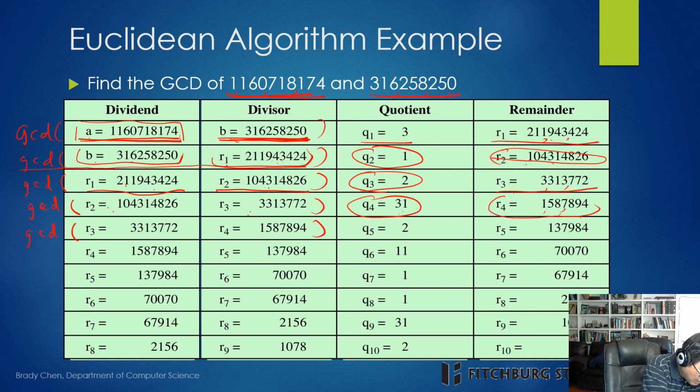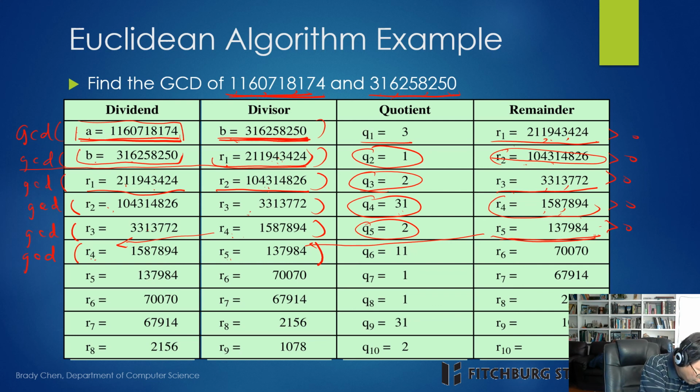And then continue to divide R3 by R4. We got a quotient 2 and a remainder. What's that? 137,984. It's even smaller. So it's still not zero, right? It's still greater than zero. So then we continue to do this, and we replace R3 with R4, and replace R4 with R5. So now the original problem, after a couple of steps, turned into the problem of finding the GCD of R4 and R5, which is a much, much smaller problem, right?